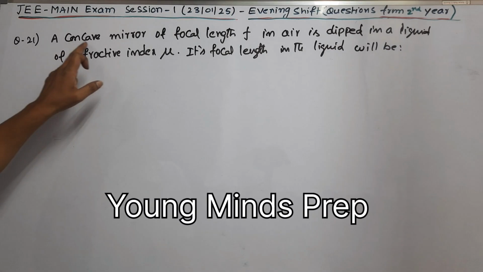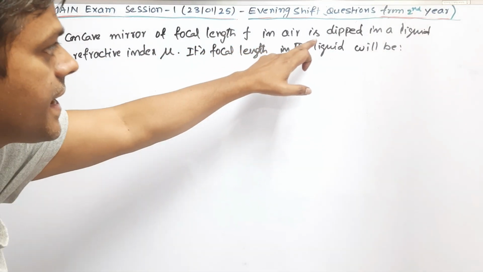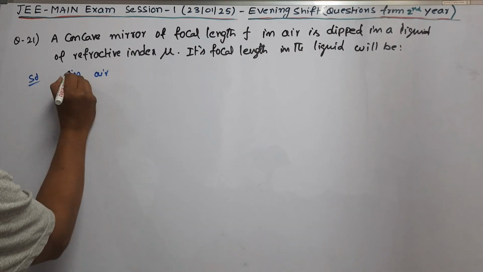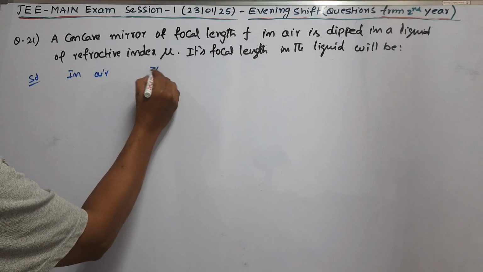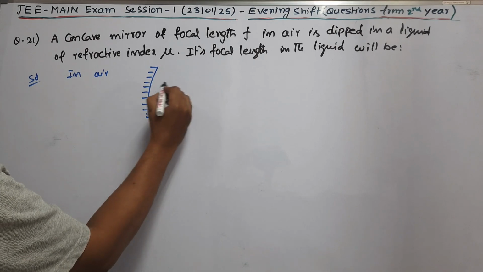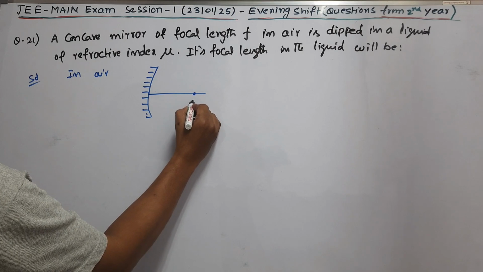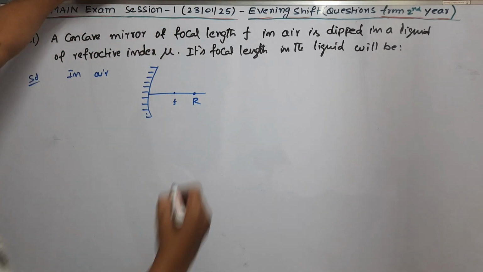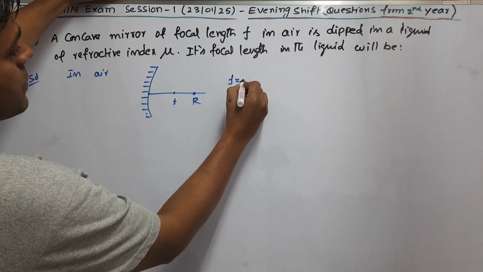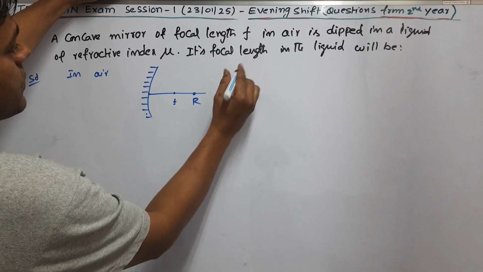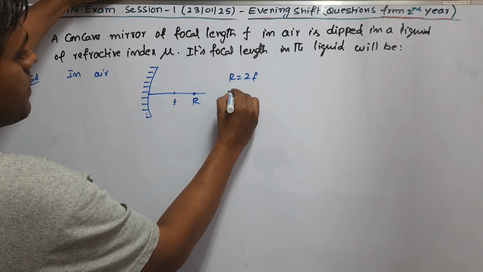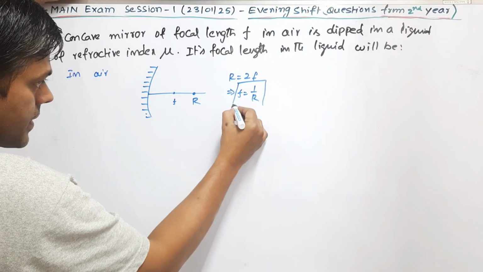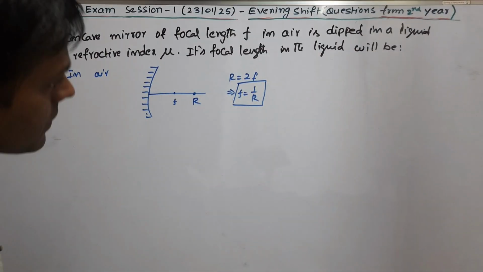The 21st question. A concave mirror of focal length f in air. This is a concave mirror. Its focal length is f. This is the radius of curvature. For a concave mirror of focal length f, R is equal to 2f. That implies f is equal to R by 2. So focal length depends only on the radius of curvature.